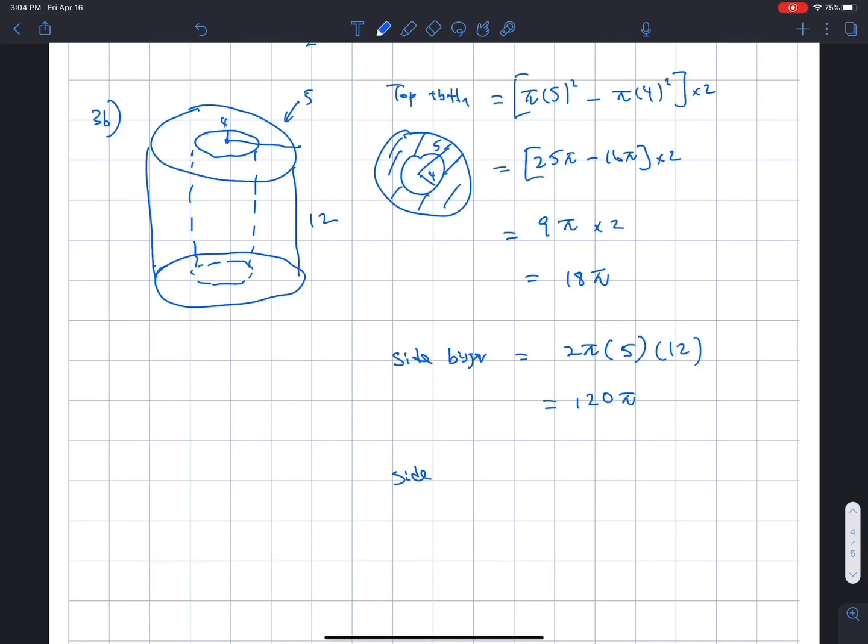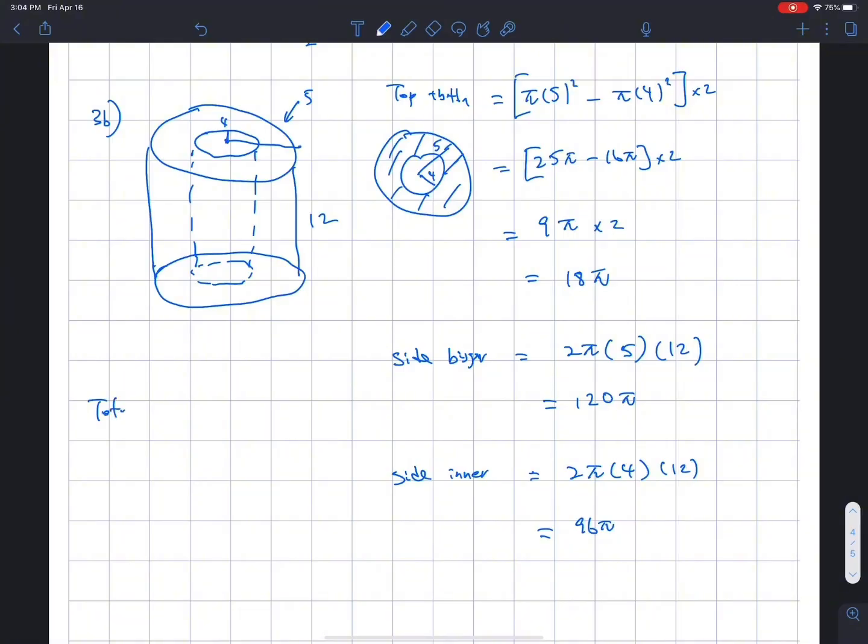The side for the smaller one, or the inner one, is also 2 pi rh. So the radius is 4 for the inside one, and the height is the same, it's still 12. We get 96 pi.